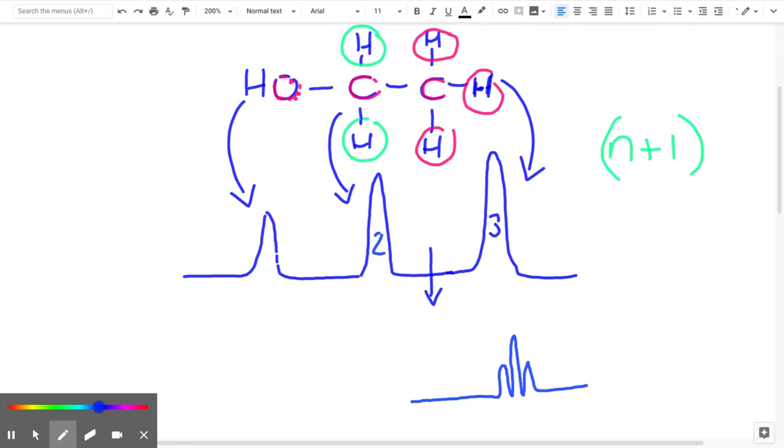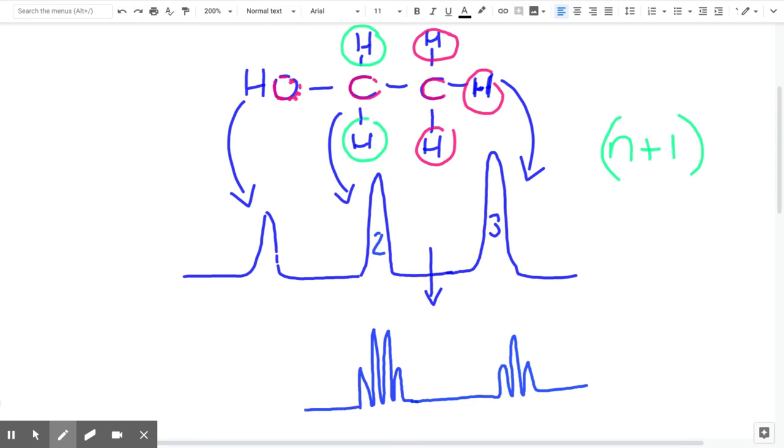So that CH2 then is split by 3 protons. So n+1 gives us 4 peaks. And remember, the integration ratio of those 4 peaks will be 1, 3, 3, 1. So 1, 3, 3, 1 as an integration ratio. Remember, the area under that curve would be 2. The area under the triplet would be 3.